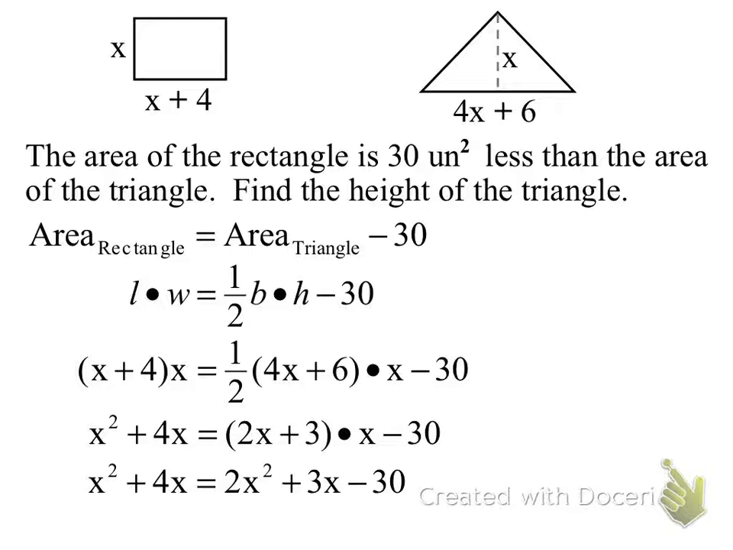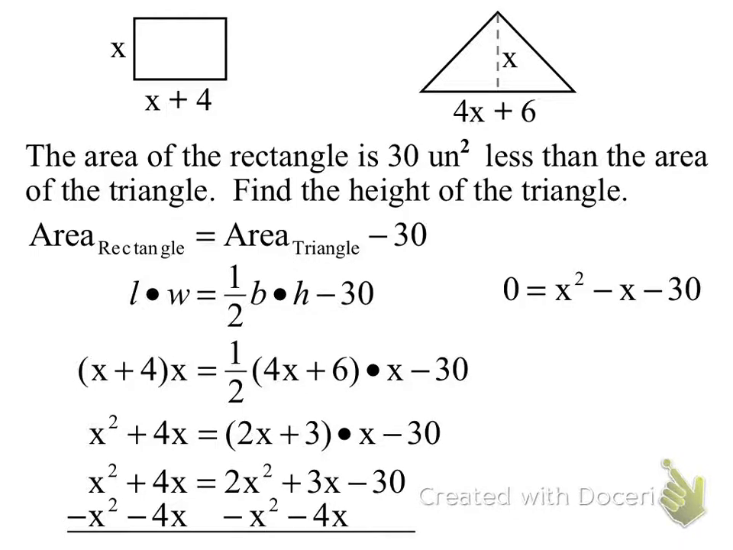Now we're going to move it over to one side. What determines the side we move it to? Jesse? We don't want a negative x squared. We don't want a negative quadratic, so we're moving the quadratic to the side where it's greater. So I'm moving everything to the right because 2x squared is greater than x squared. So I'm subtracting x squared and subtracting 4x.